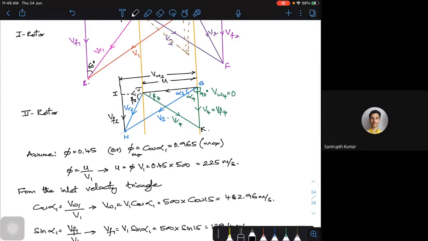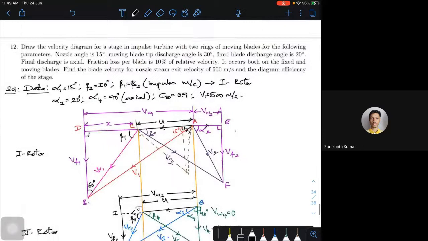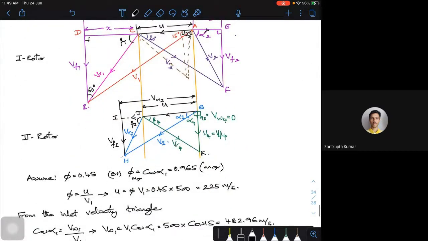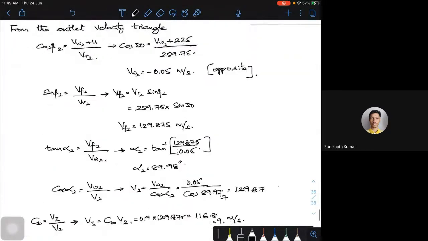So consider the inlet triangle for the second rotor or second stage. Here also, it's an impulse machine, so beta 3 is equal to beta 4. I know my V3. What is alpha 3? Alpha 3 is 20. So from that, I have to find it. So VW3 is equal to V3 into cos alpha 3. It's straightforward.